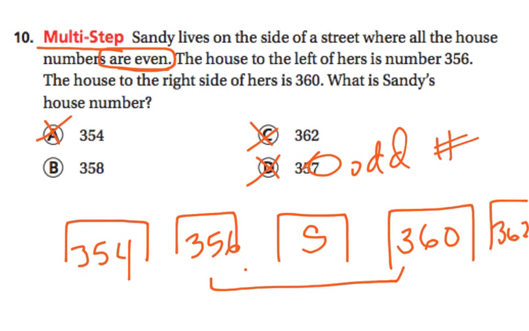And when I think about it, 358 would be right in the center. So her house number has got to be 358. I hope that made sense.